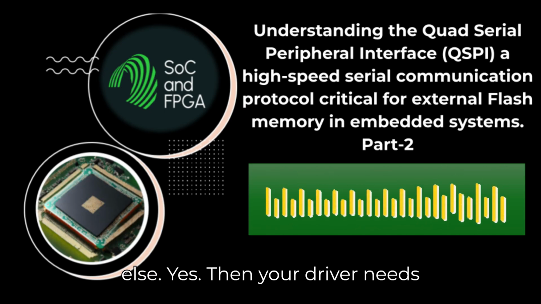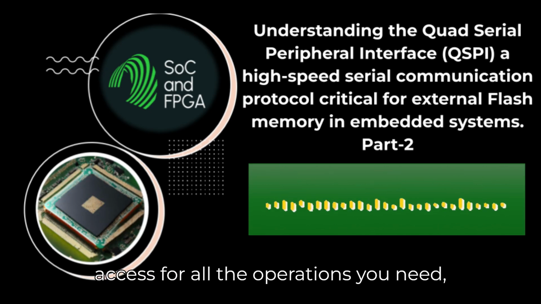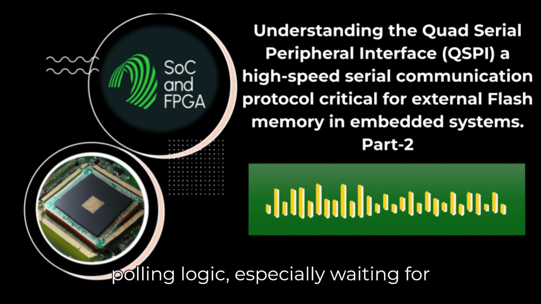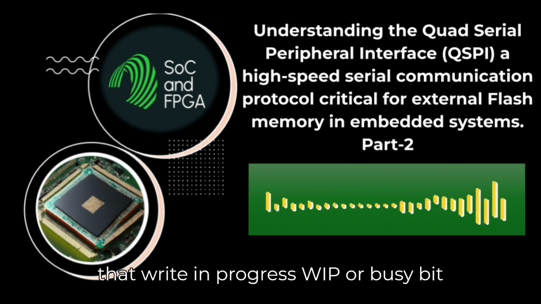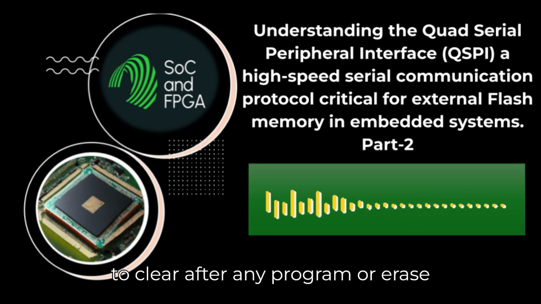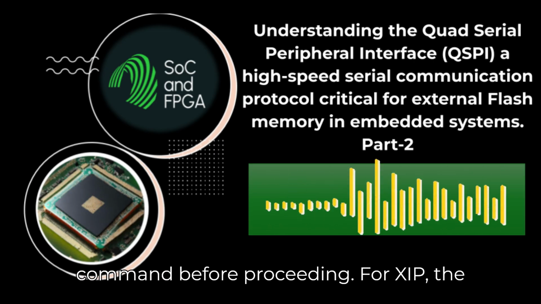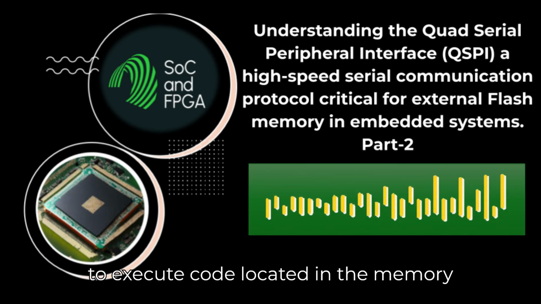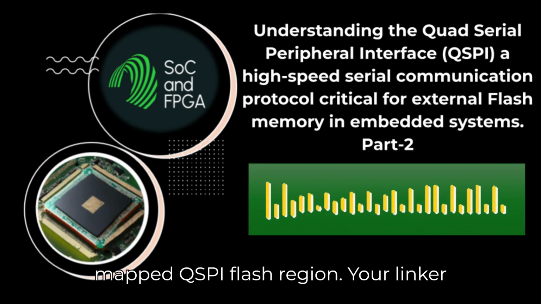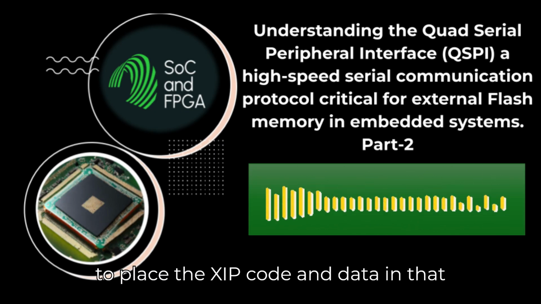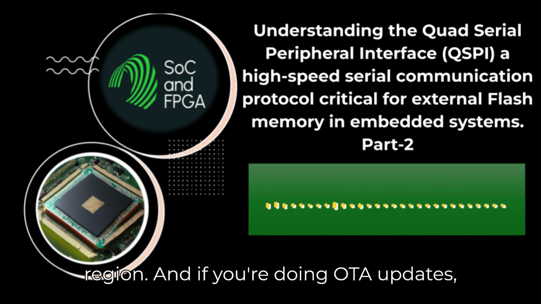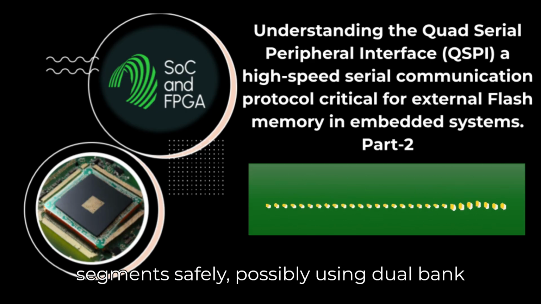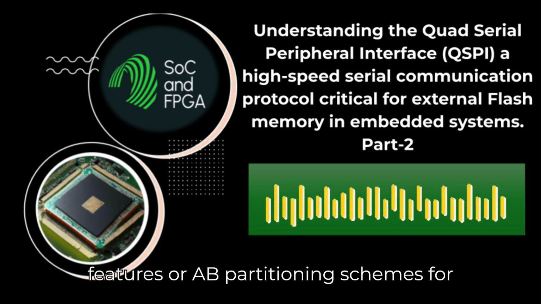Yes. Then your driver needs functions for performing indirect command access for all the operations you need: writes, erases, reading status. And critically, it needs robust status polling logic, especially waiting for that write in progress, WIP, or busy bit to clear after any program or erase command before proceeding. For XIP, the bootloader must perform this QSPI initialization correctly before it jumps to execute code located in the memory-mapped QSPI flash region. Your linker script also needs to be set up correctly to place the XIP code and data in that region. And if you're doing OTA updates, your software needs that complex logic to manage erasing and programming flash segments safely, possibly using dual bank features or A/B partitioning schemes for reliability.